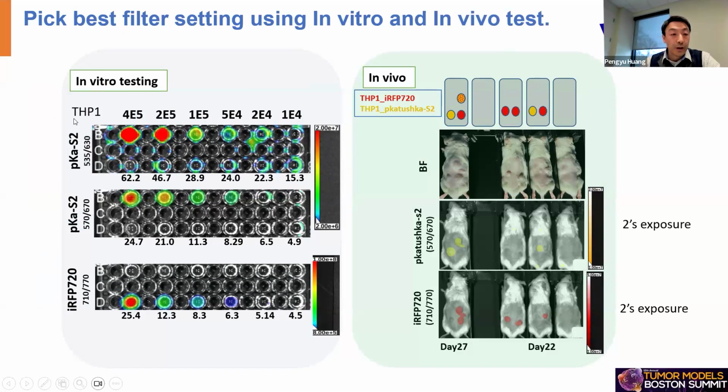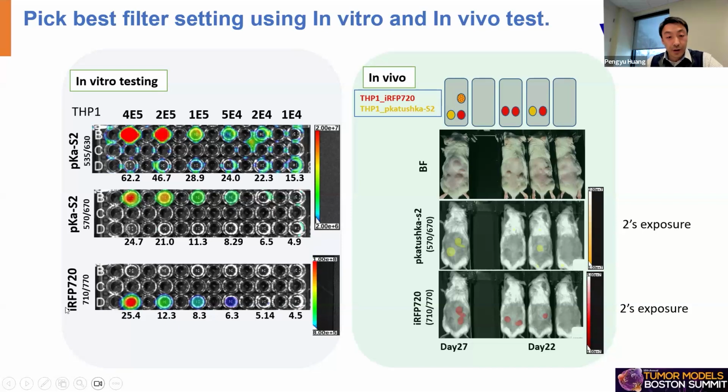We use the THP1 cell line, an immortalized monocytic cell line. They can be induced to become macrophages. We overexpressed either pKatushka in the top line, and the bottom line is the iRFP. For pKatushka, you can see the top line has a stronger reading but a high background. The bottom, 570 and 670, have a clear background, even with a little bit lower reading.